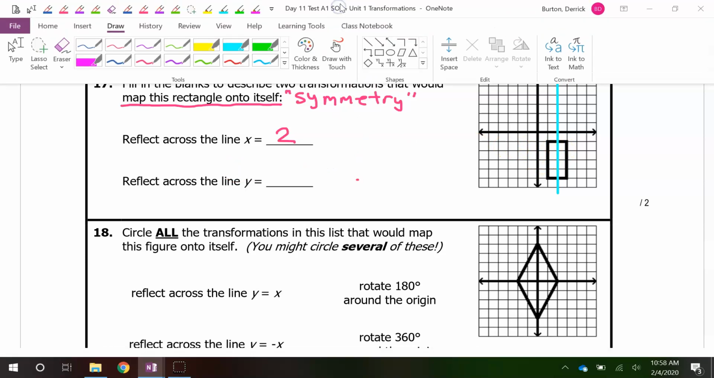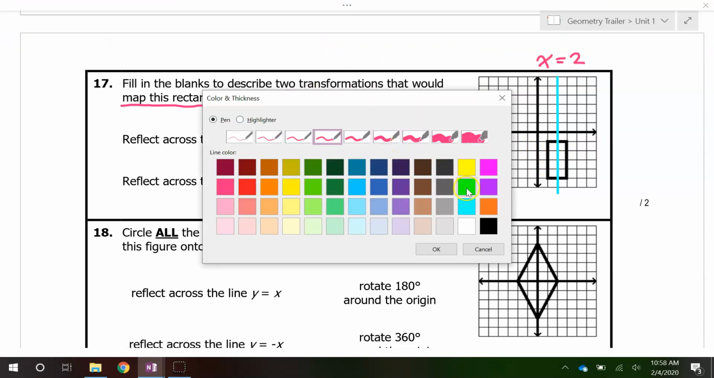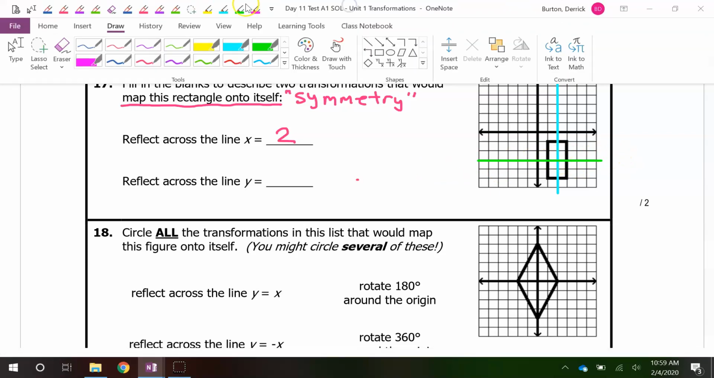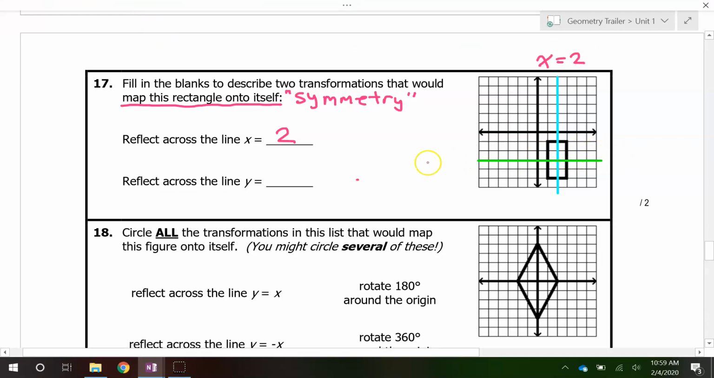But there is another line of symmetry, which I will mark in green. There's a horizontal line of symmetry right here. Can you see how this green line splits the rectangle right through the middle? Horizontal lines have equations of the form y equals a number. So this is the line y equals -3 because it's at -3. Reflecting across the line y equals -3 will map the rectangle onto itself.